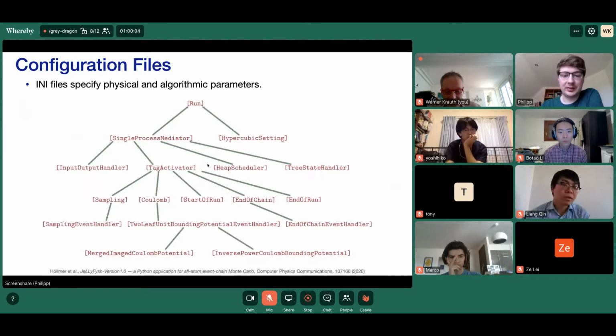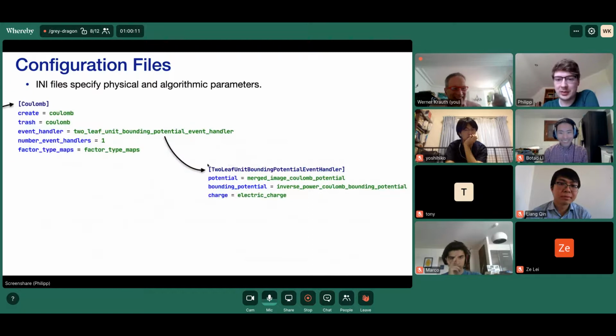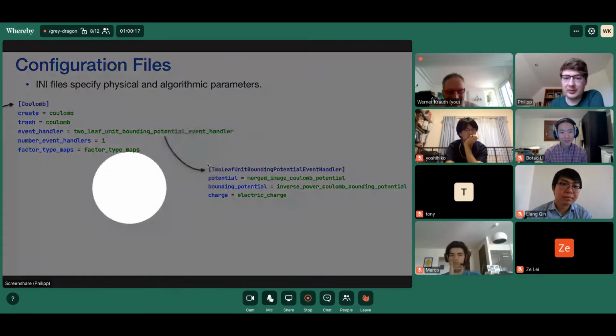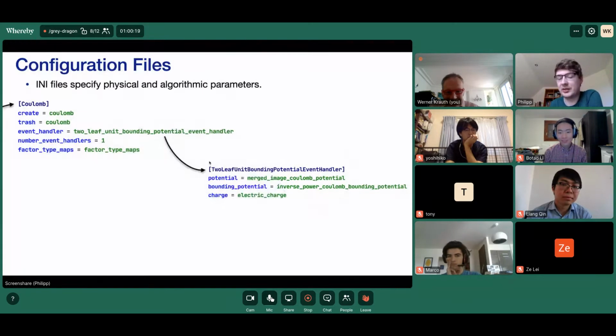And yeah, I have taken you through this example. So it's done. It doesn't go any farther. Why did it not go any farther? Because from here the merged image Coulomb potential does expect arguments in the initialization method. However, it has default arguments, and in this case we just want to use the default arguments, so we do not specify them any further here. So this is actually the end of the path of this tree, if you want.